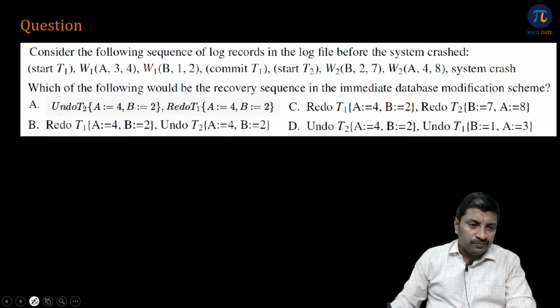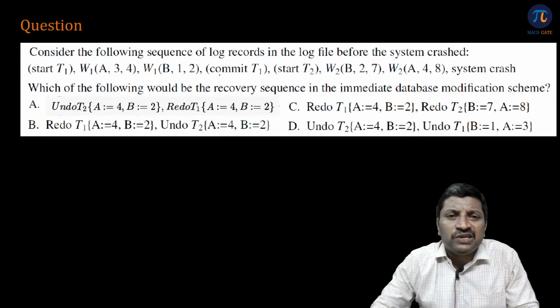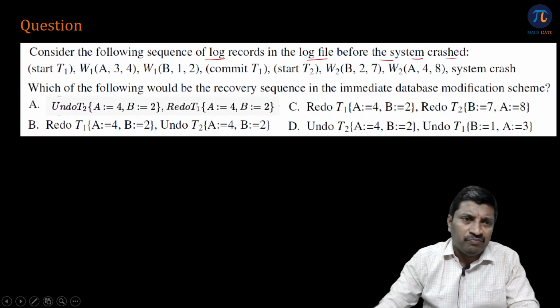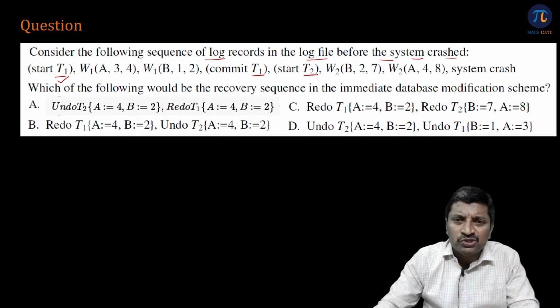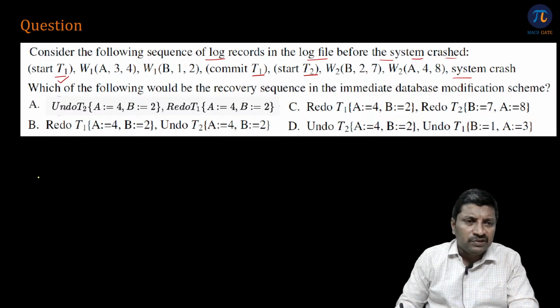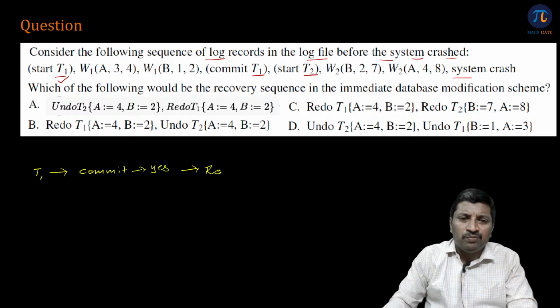Let us go to one more. One minute, sir. Fine. Consider the following sequence of log records in the log file before the system crashed. T1 started. Fine. It did some operations and it was committed. T2 started. It was not committed. So only two things, sir. T1 started, committed. Commit. Yes. So what should you do, sir? You need to redo.